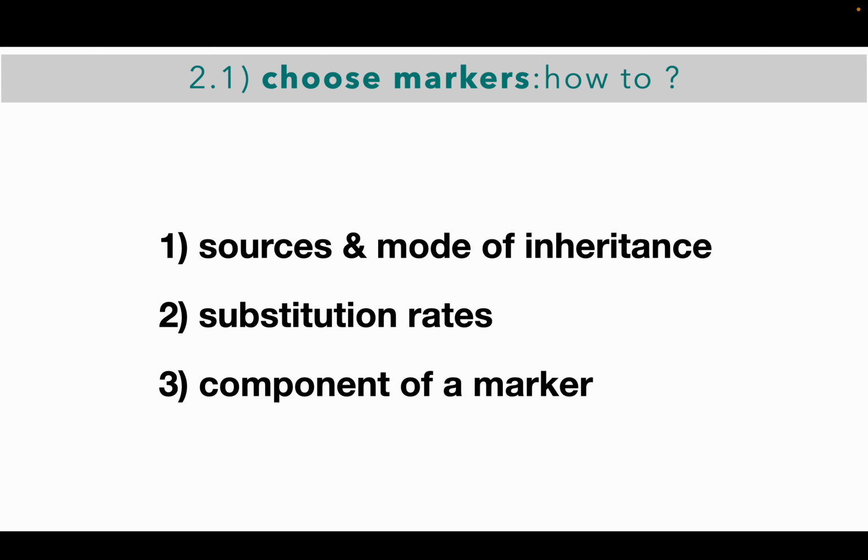So there are 3 things to think about, right? Where they come from, the sources, the substitution rate. If you remember your genetics class, this is your mutation rate, how much mutation occurs. And finally, the components of the marker. We'll talk about that very soon.